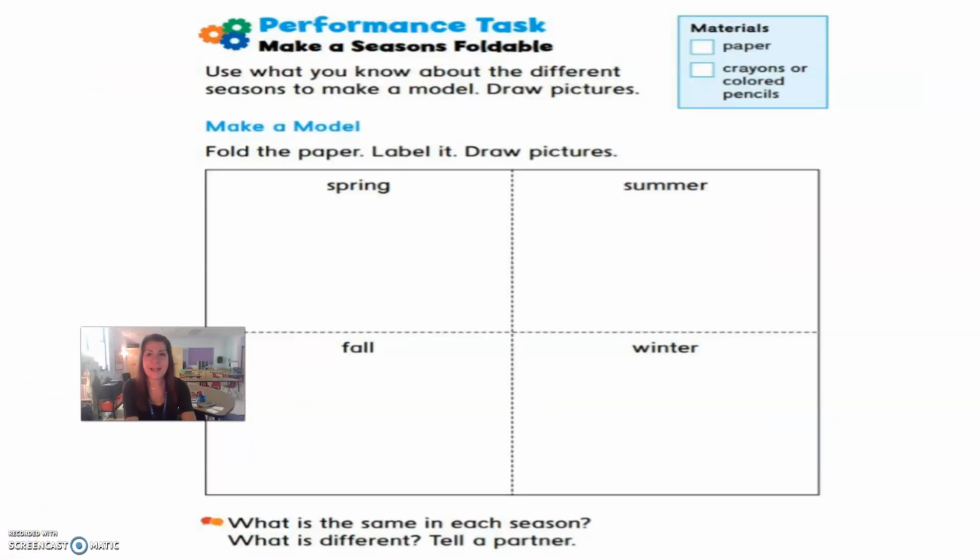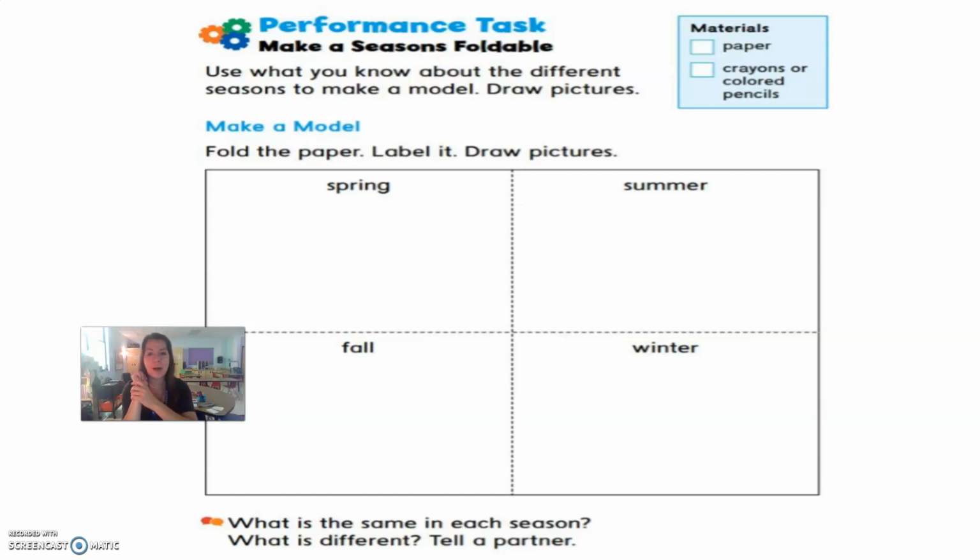So for this next activity, we are going to make a seasons foldable. You don't necessarily have to cut this out and fold it. You can just draw straight on the paper. You're going to need the paper from the packet, and you're also going to need either some crayons or some markers, maybe some colored pencils. And what you're going to do is draw some pictures that represent the different seasons.